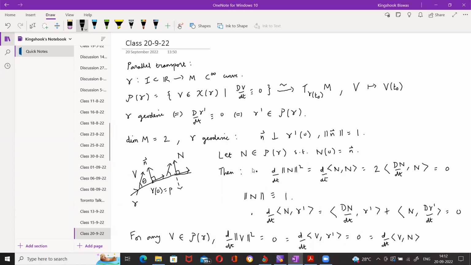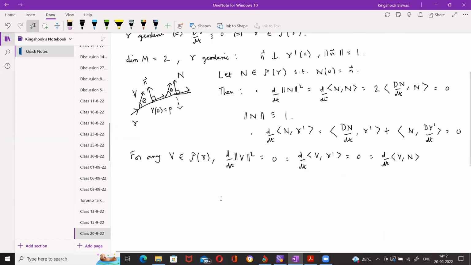Okay, so this is how you parallel transport in 2 dimensions along a geodesic. You start with some angle, and then you just take the same angle along the curve. That will give you the parallel transport. Is this clear? Any questions? Okay, you take the same length and the same angle. Is this clear?